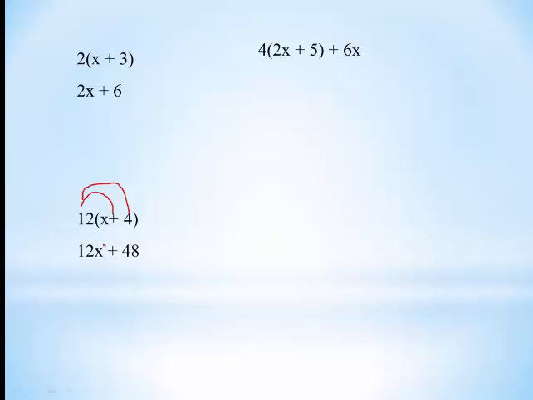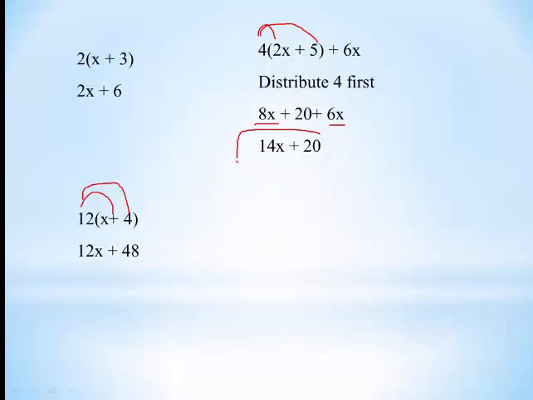Now this one's a little tricky. It's got distributive property and combining like terms. You always want to distribute first. So 4 times 2x would be 8x plus 4 times 5 would be 20. And then the 6x just drops down. Now we need to combine like terms. 8x and 6x would be 14x, and then the 20 comes down. So there's your answer.